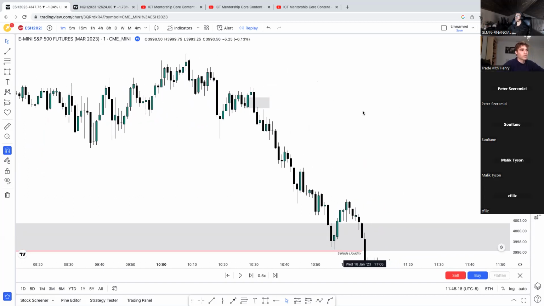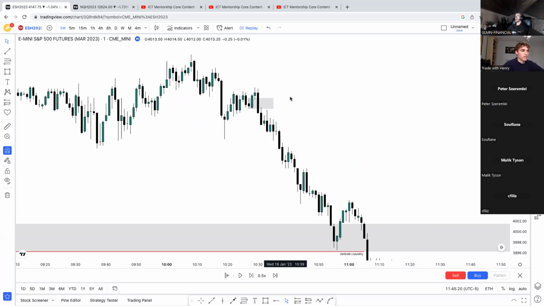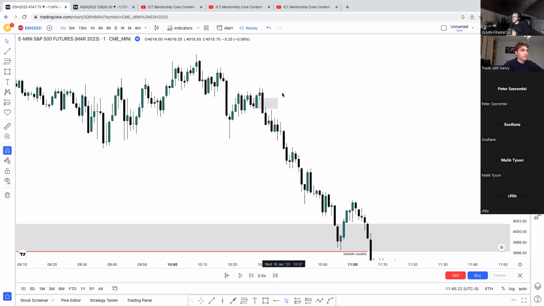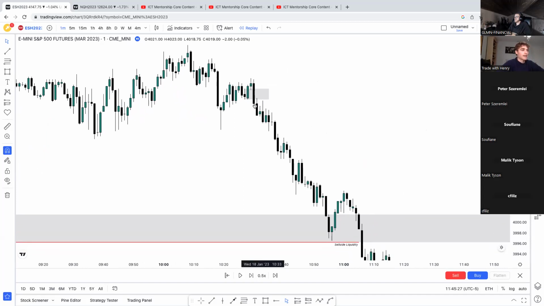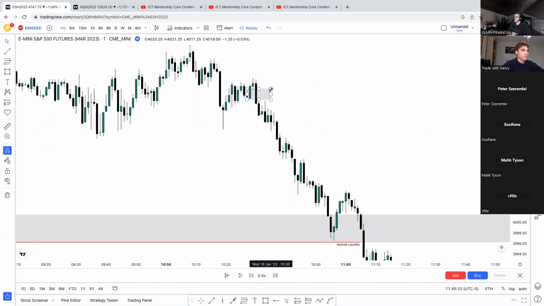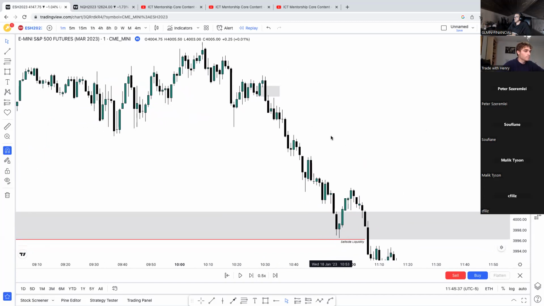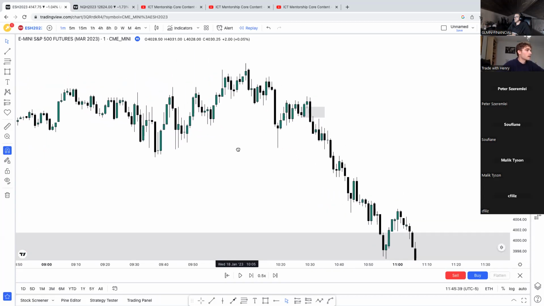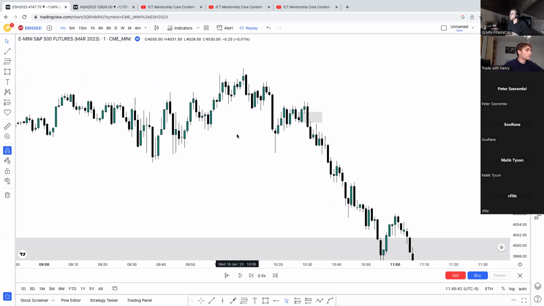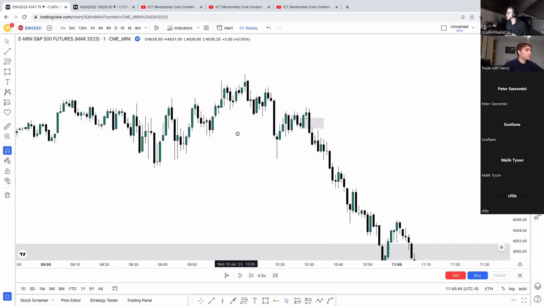What's most important, and what we keep in mind though, is you have to understand the draw on liquidity, because not every time that you see this occur is it a high quality setup. So let's see if I can find a bullish example that fails.